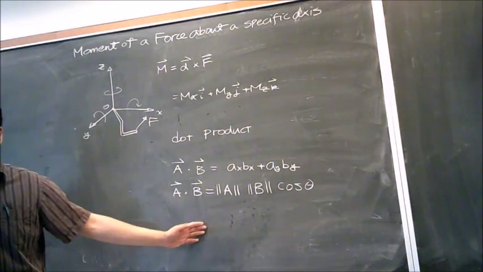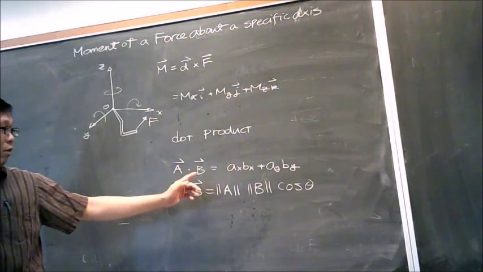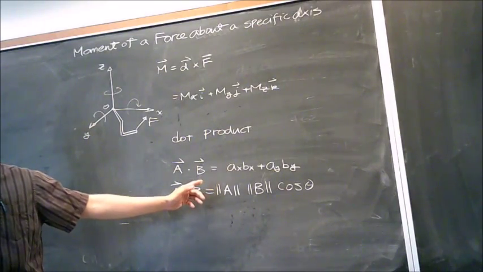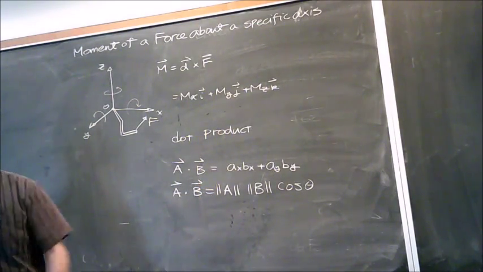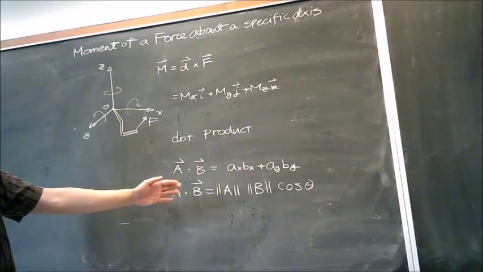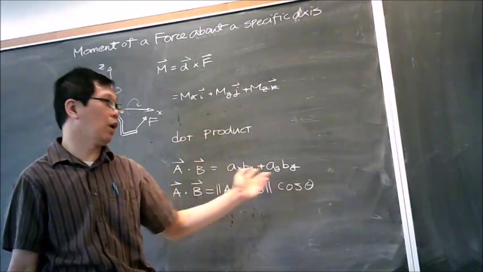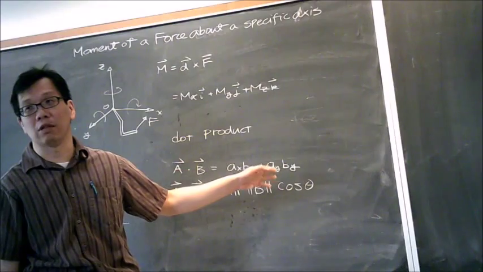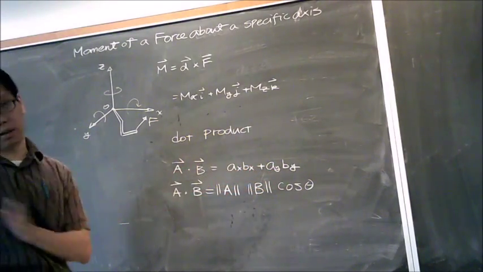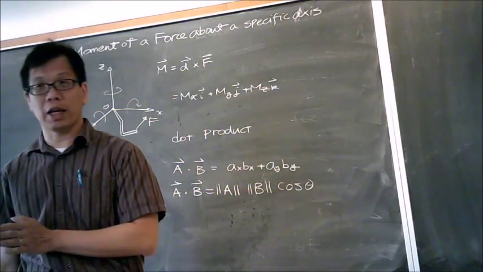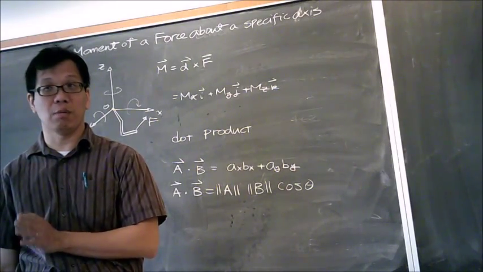What is the physical meaning of the formula I'm writing down? Mathematically, it's really not so difficult to do the calculation. You just take the X components, Y components, and Z components, multiply them together, and add them together, and you get your dot product. But when we are talking about mechanics, it has a specific physical meaning.